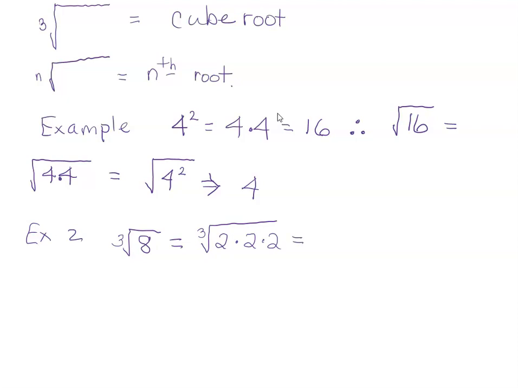Right? And here I have the cube root of 2 cubed, which means that the cube root and the cube, let me actually just cross those out using a different color, undo each other. So what I'm left with is the 2. All right, so that is my answer.